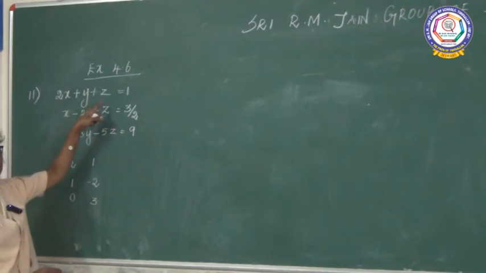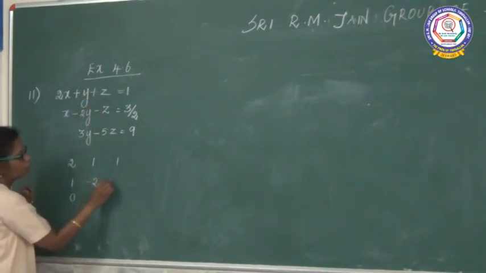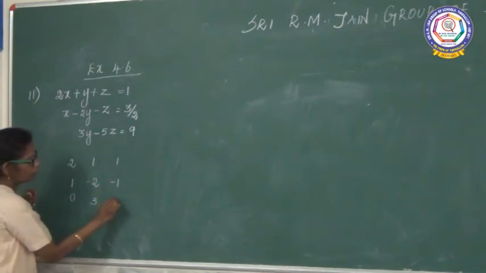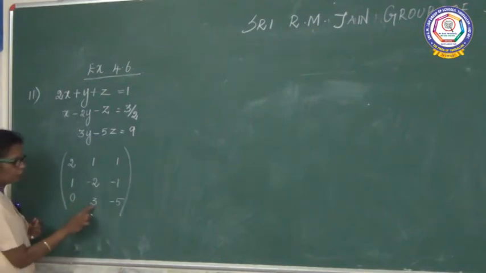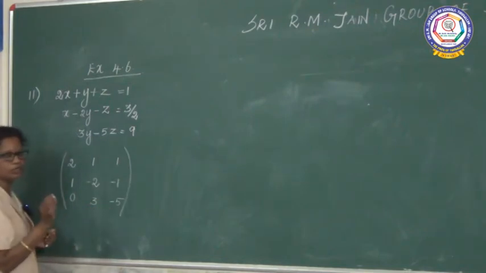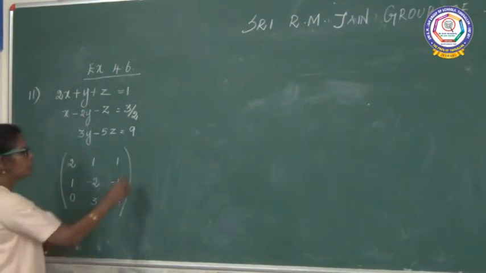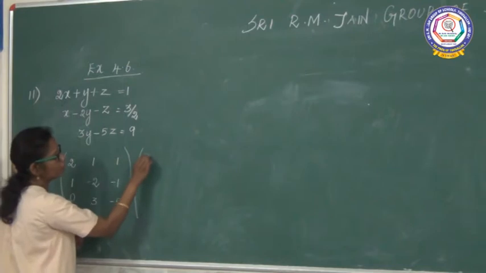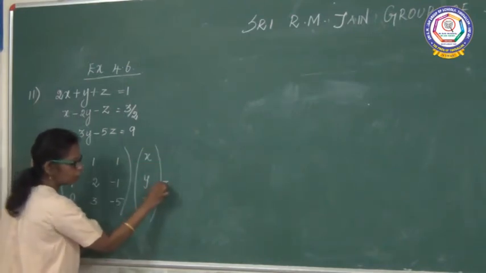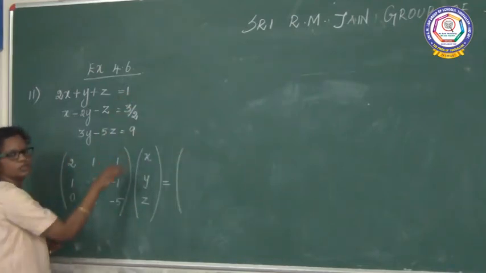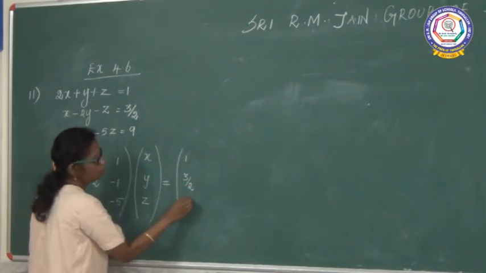Pass on to the coefficient of z: 1, here minus 1, here minus 5. Coefficient of x, coefficient of y, coefficient of z. Here how many variables are discussed? x, y, z. That you write in a column matrix: x, y, z equal to the constants 1, 3/2, 9.